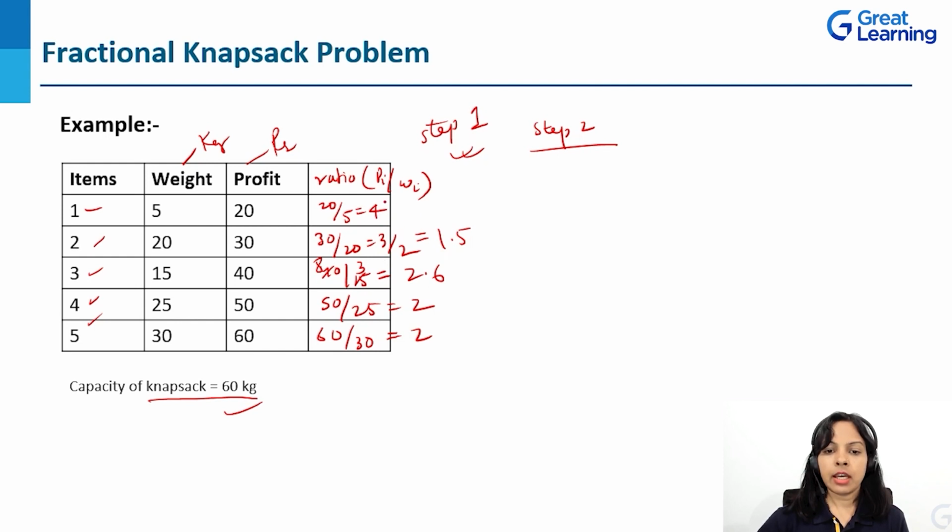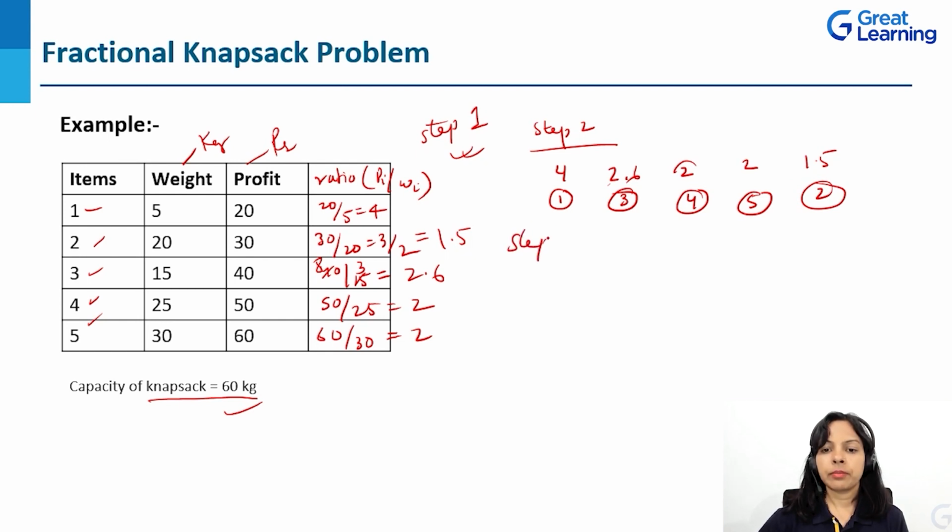So descending meaning the highest is your 4, and this is for item 1. So 4 for item 1. Next is your 2.6 for item 3. Next is your 2. So these both are 2, so anyone can be considered, no issues. So 2, okay, for the fourth item. Then 2 for the fifth item. The last one is 1.5 for the second item. So this is your second step.